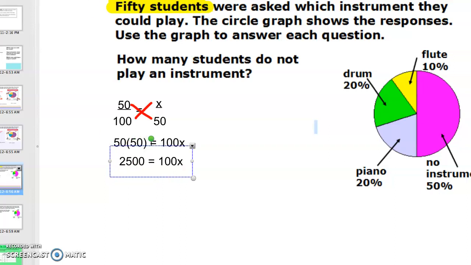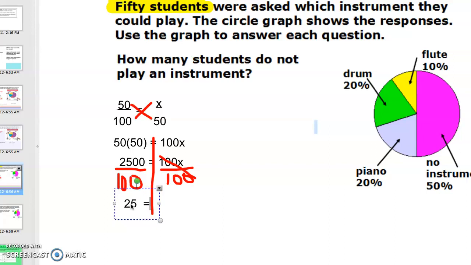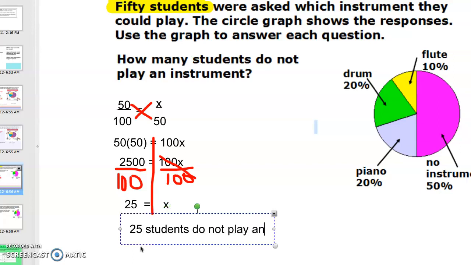Then we have to draw our line. We have to get rid of the 100 to isolate our variable and get x by itself. So we're going to divide both sides by 100 because that's the inverse operation of multiplication. Whatever we do to one side, we have to do to the other. Okay, 2500 divided by 100 is 25. And then we have x left here on this side. So this tells us that 25 students, and always include our units, 25 students do not play an instrument.